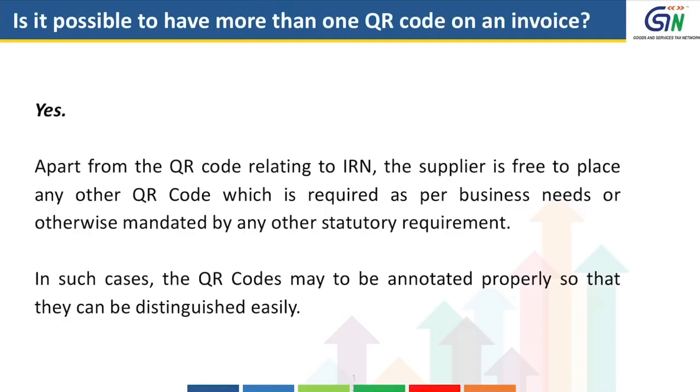Is it possible to have more than one QR code on an invoice? Yes. Apart from the QR code written by IRP, the supplier is free to place any other QR code as per his business needs or any other legal requirement. In such cases, the QR codes may be marked clearly so that they can be distinguished easily.